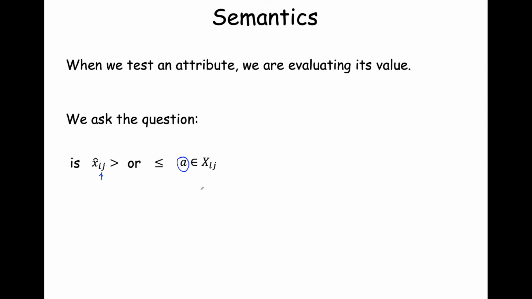So now we have this test, and the answer to that test for a given input vector, its jth feature, is either it is greater than a certain value or less than or equal to that certain value A from among the different values that that feature can take on.